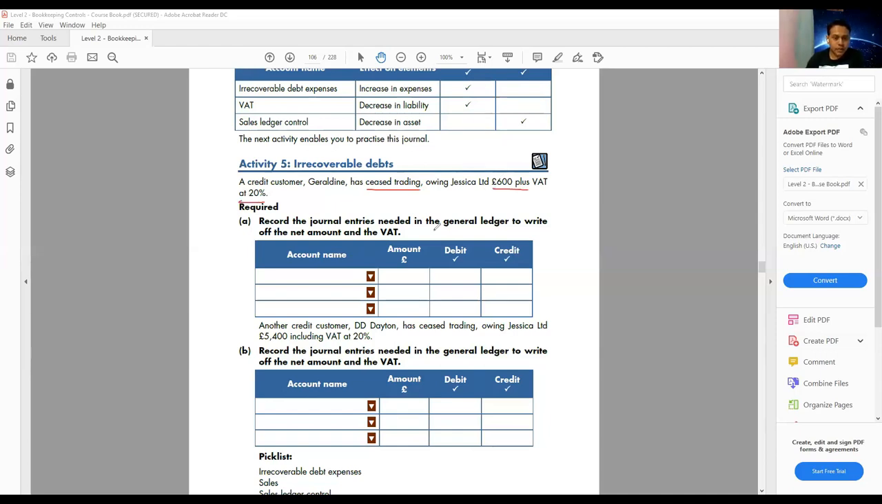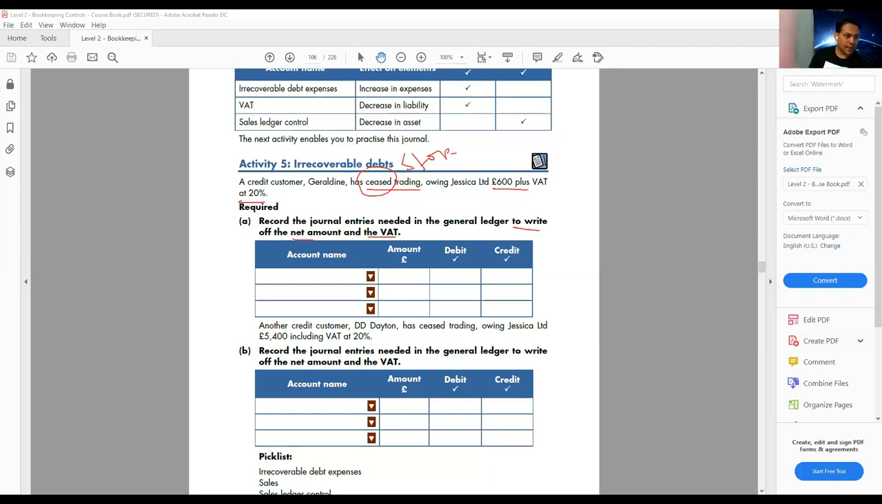Record the journal entry needed in the general ledger to write off the net amount of the VAT. So they're asking, we have one customer, his name is Geraldine. What happened? He ceased trading. He stopped his business. He said, I'm not going to do any business, so I cannot pay. If he said, I'm bankrupt, I cannot pay, how are we going to write off now?